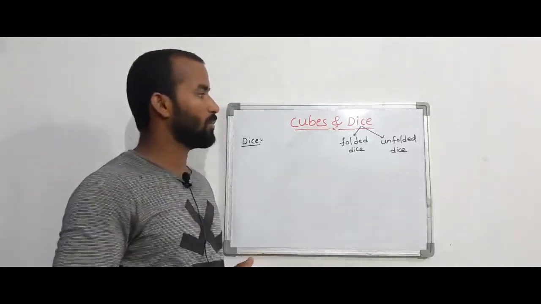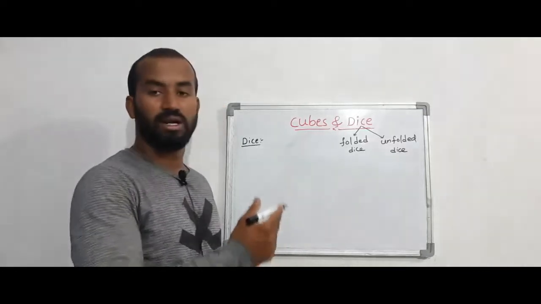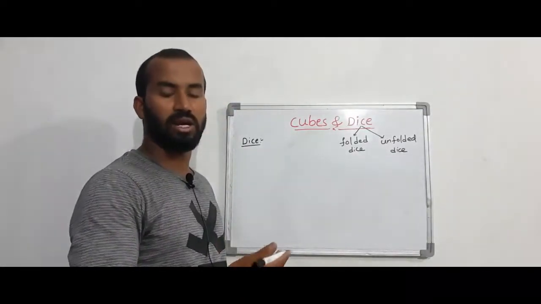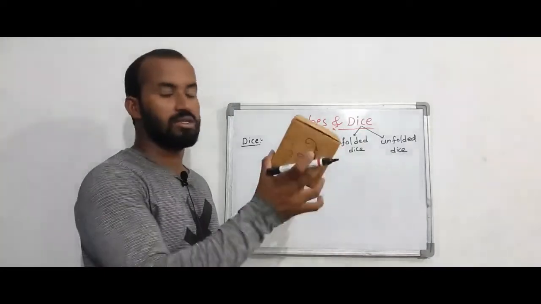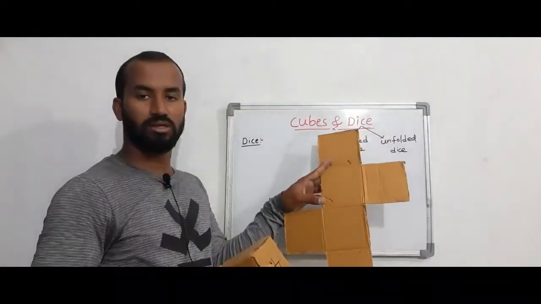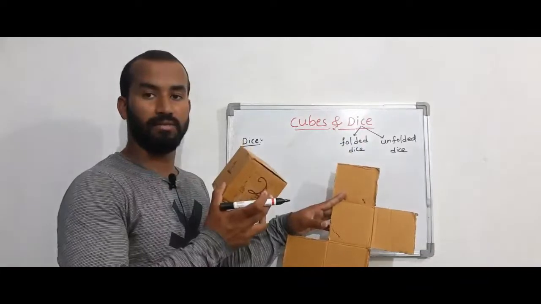Friends, let us see the next topic, cubes and dice. Friends, let me go with dice here. Dice we can divide into folded dice and unfolded dice. This is the folded die and this is the unfolded die. First we'll go with the folded die.